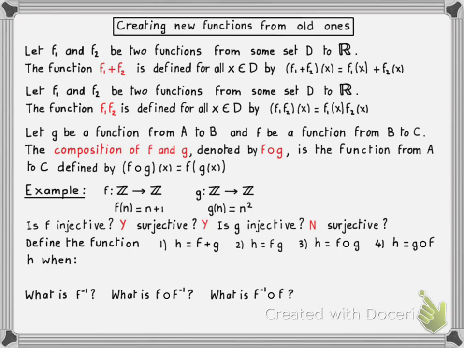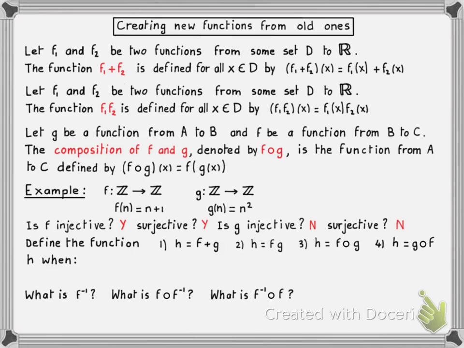Is it surjective? Well, no, because it's possible to find an integer, for example 3, that has no pre-image by g. There's no square number that's equal to 3, at least when the numbers are integers. You could also have chosen a negative number. There is no integer that when you square it, you get minus 2. So g is neither injective nor surjective.